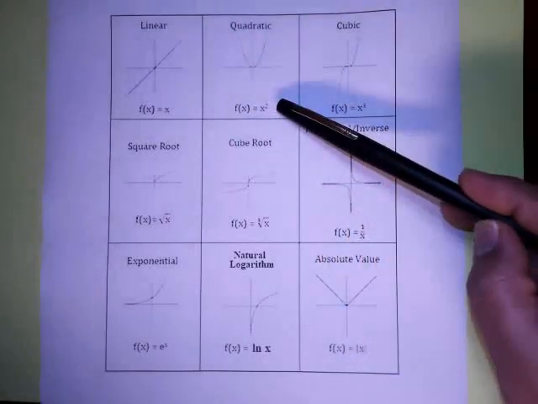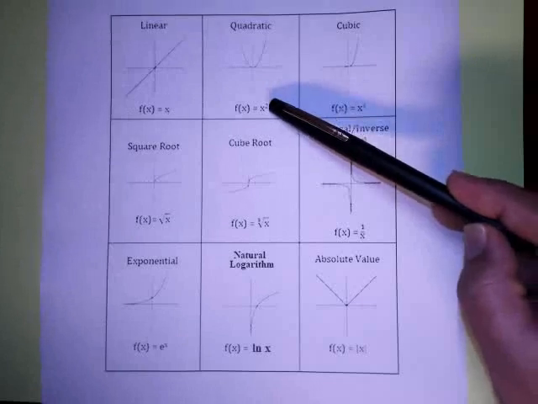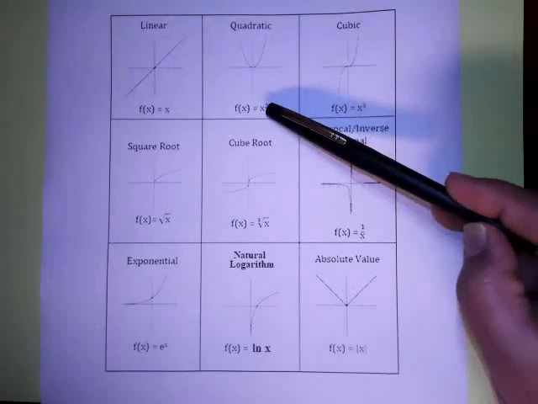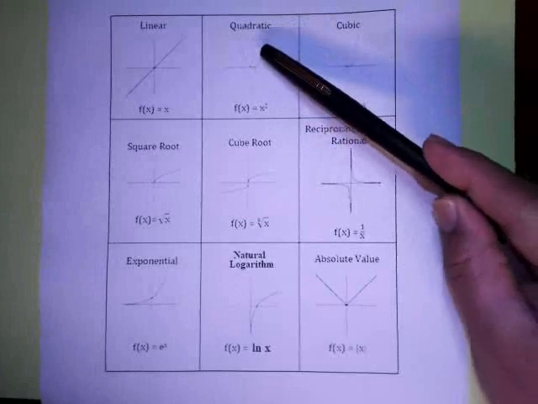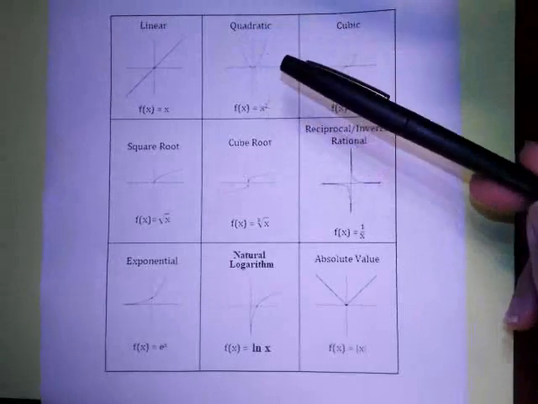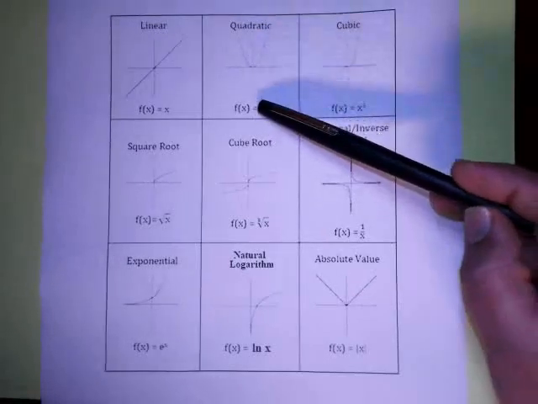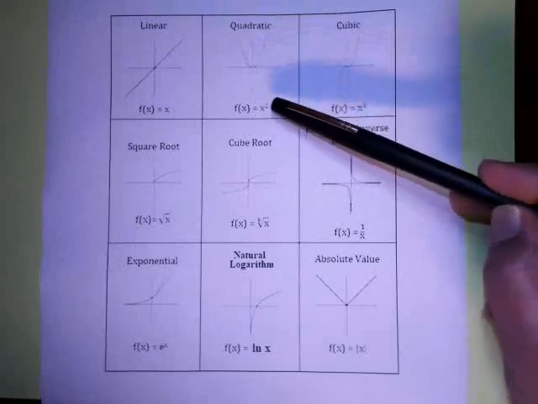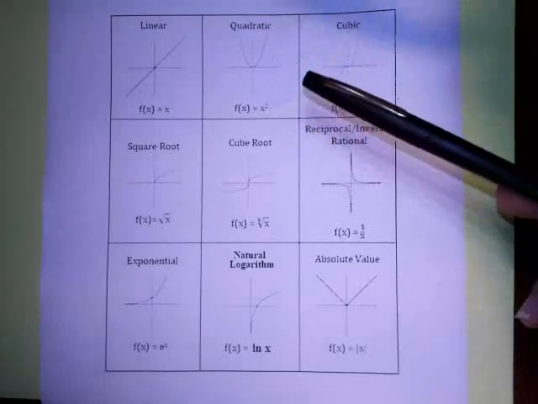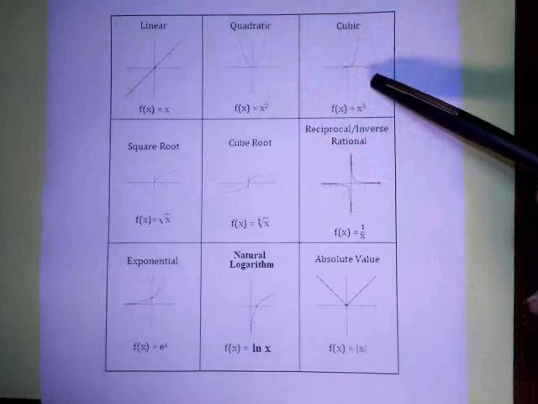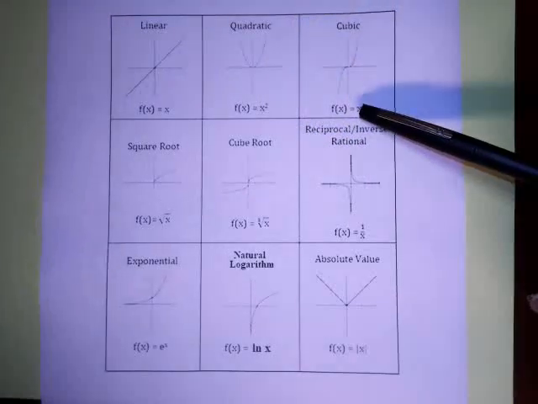This is a quadratic function, or the basic one is just x squared, and of course this thing can move around. You can add coefficients to the x, you can add other terms. This is the basic cubic function, which is x cubed.